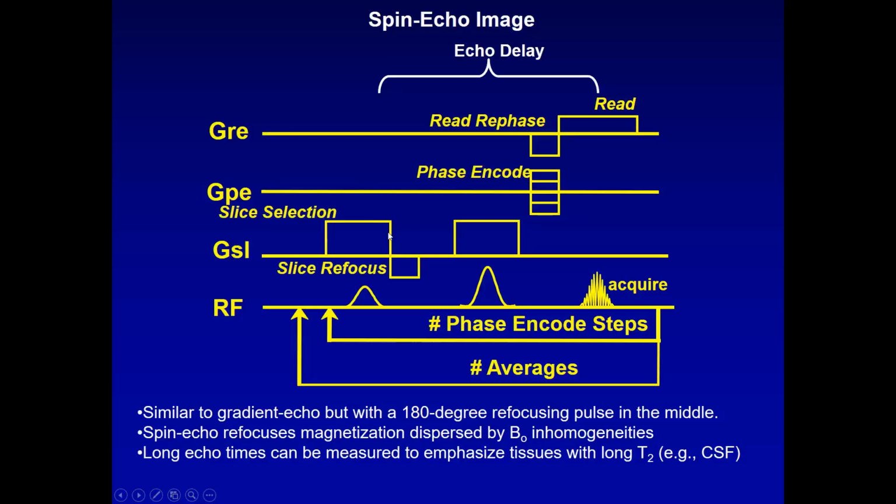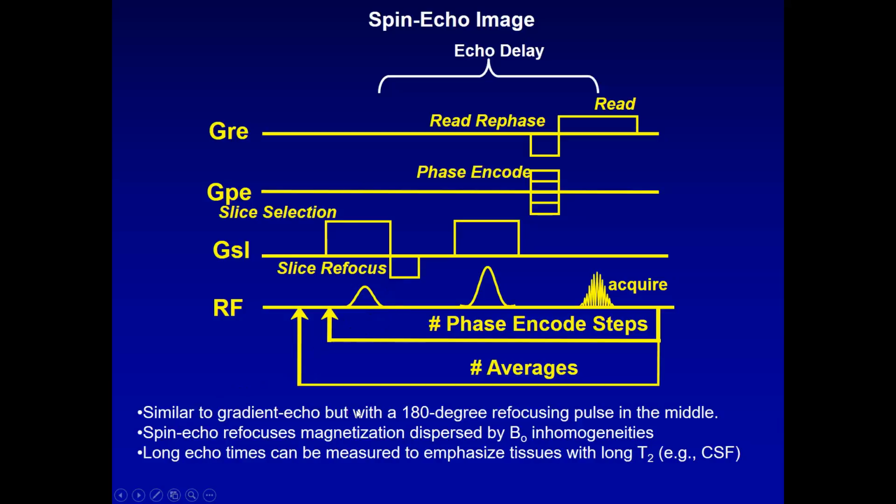Here's the slice selective gradient. Here's the slice refocusing gradient. So now at this point we have coherent XY magnetization. Here are the read, rephase, the read gradients, the phase encode gradients. They all exist. The only difference is that there's a slice selective 180-degree pulse in here. So there's the gradient for slice selection, and here's the pulse. And normally this pulse has a selectivity that in conjunction with this slice selection gradient will select a slice of the same width as your excitation specified.